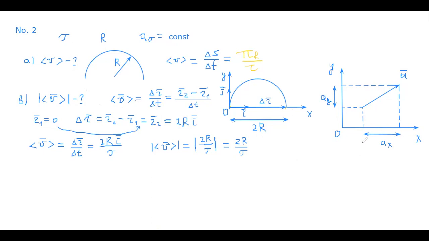And how can we write this vector according to vector algebra? We have to define the direction of axis x and axis y. We have to define the directions of axes, and we can do it by using orths. Like this, I and j.